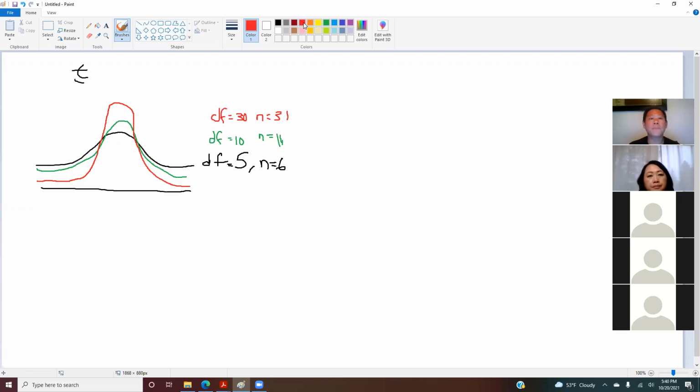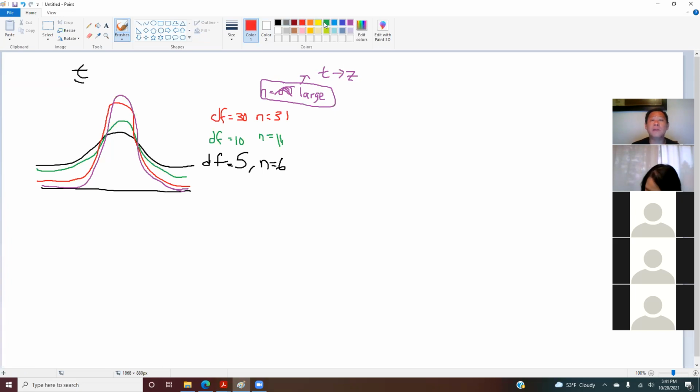And what happens if n in this case is infinity? That means very large. We call it large. Then your t distribution will look something like this. When n is getting large, your t gets closer and will become z. Your t distribution will become z.